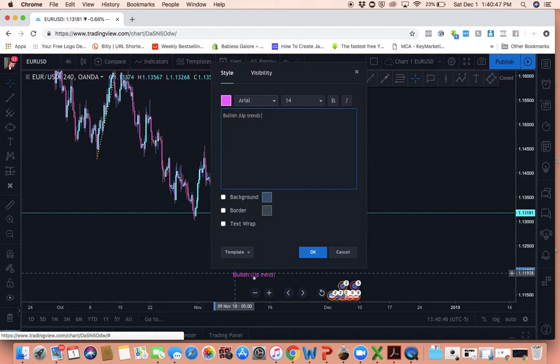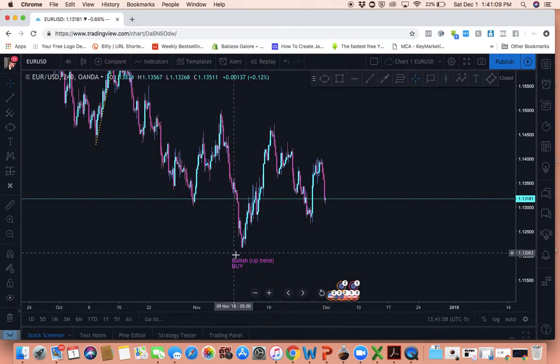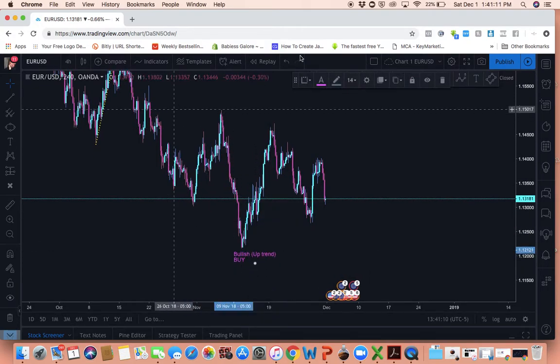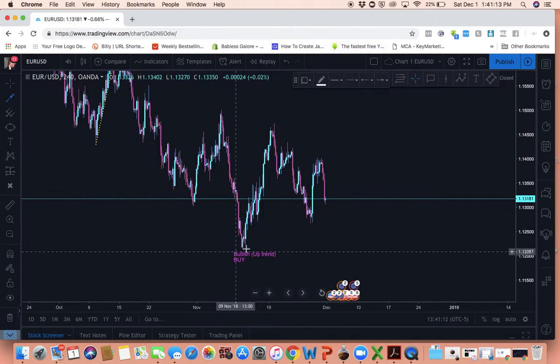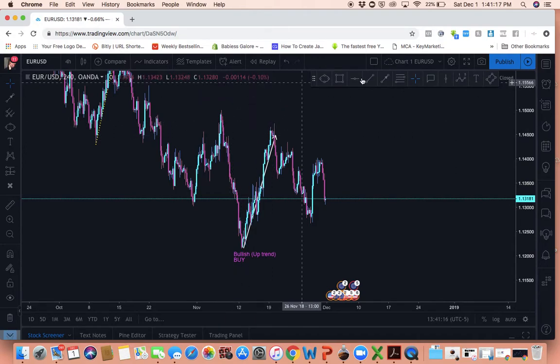You will hear often, Euro USD is bullish. That means it's on an uptrend. Euro USD is bearish, which means it's on a downtrend. The reason that I can remember the difference between bullish and bearish is that bullish starts with BU and buy starts with BU as well. So I can always remember that bullish means up. It's an uptrend because a buy is up. And bearish is down.